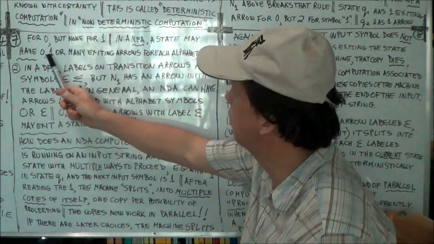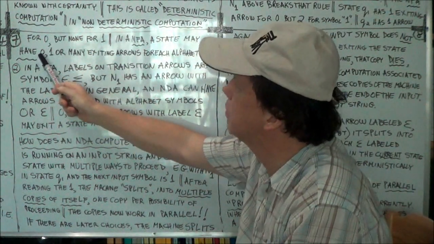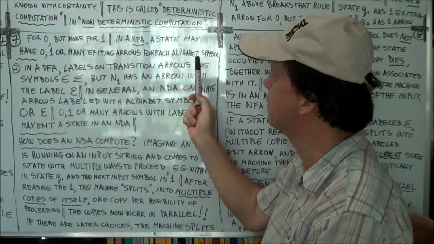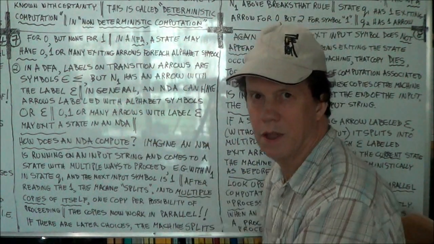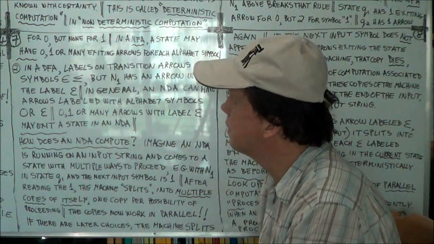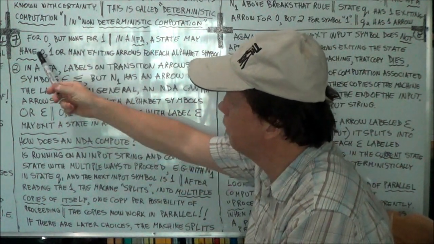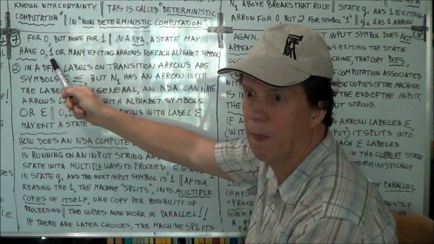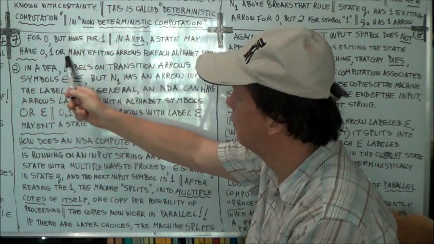Okay? So you could have 0, 1, or many exiting arrows for each alphabet symbol for a given state that you're in. So you're generalizing a bit more. I mean, you could have 0, 1, that would be the case in a DFA, or many.